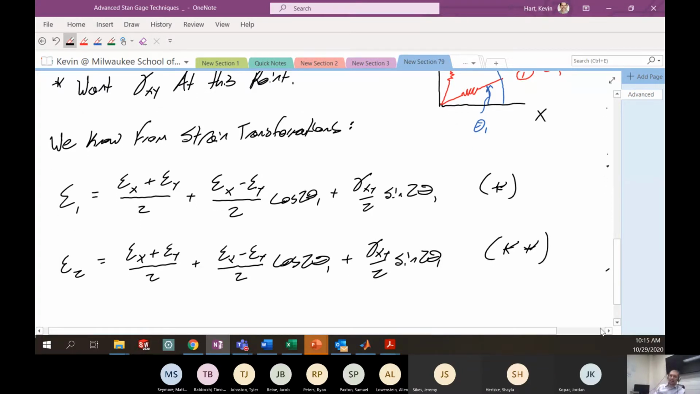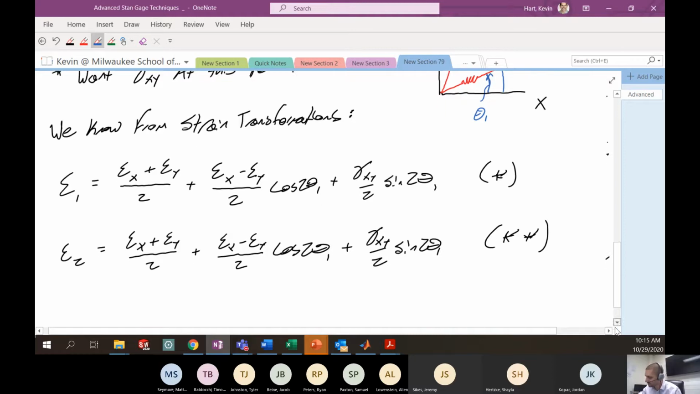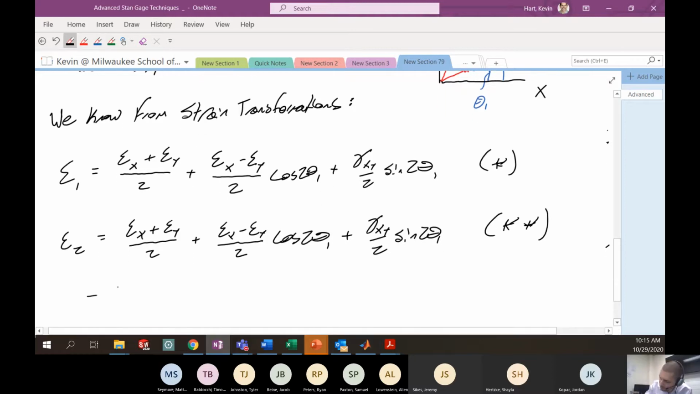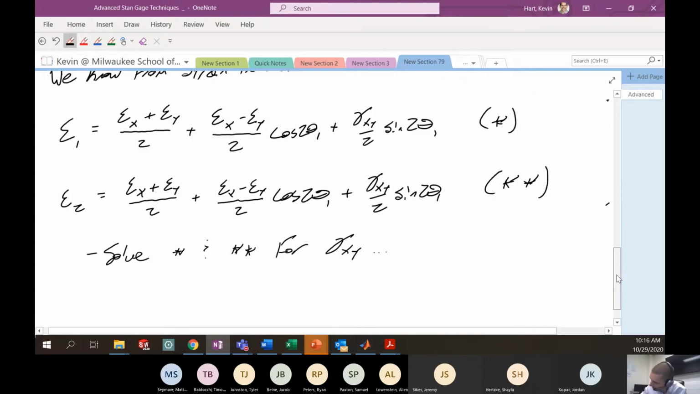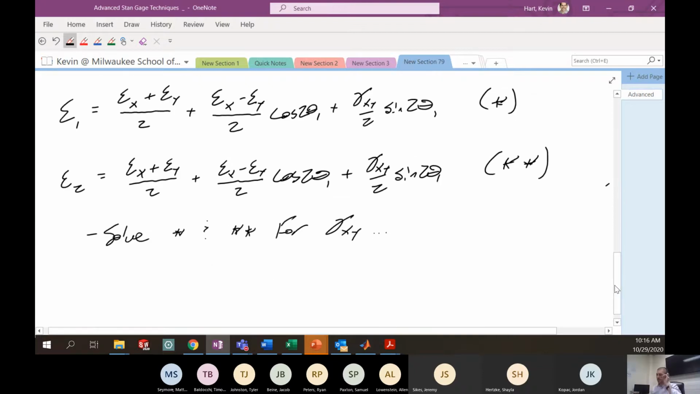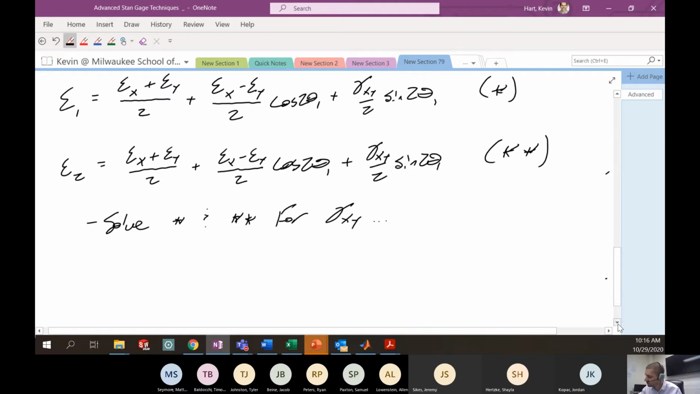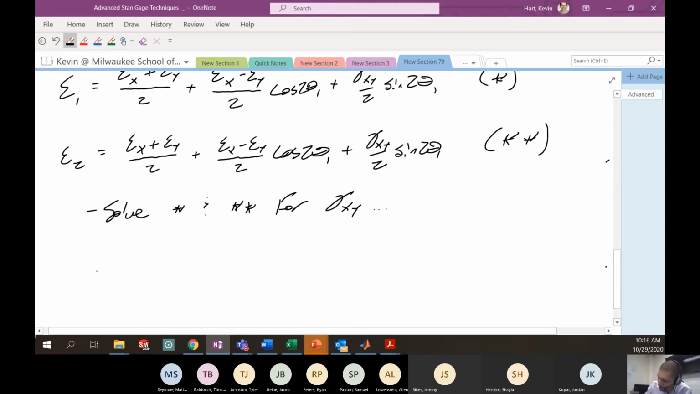I could solve these two simultaneously for this gamma xy term. If I'm interested in this particular term, I can solve these two equations simultaneously to get that. So here, let's solve star and double star for this gamma xy. Do substitution, it's probably the easiest method here. And you would come up with something that looks like this.